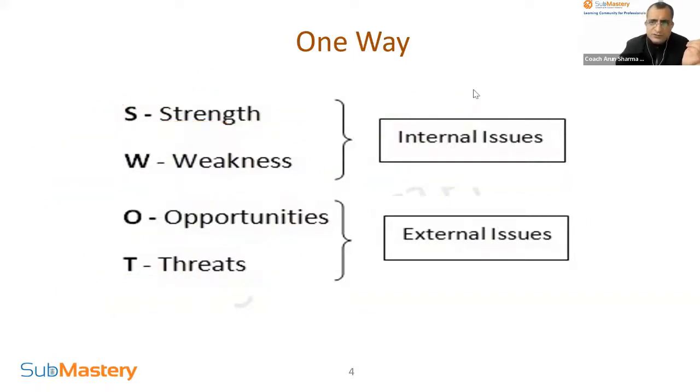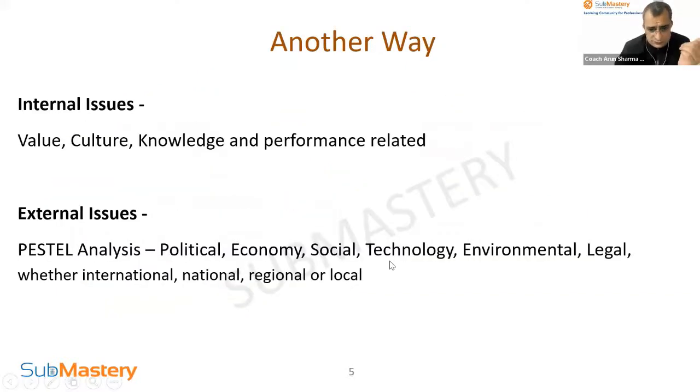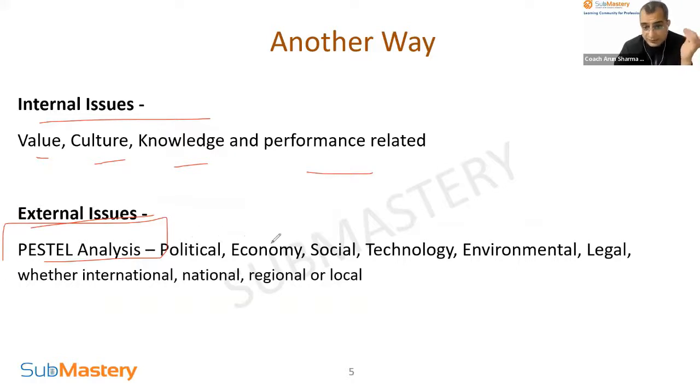Before that, we also look at another way. This is what ISO 19 also suggests. You can identify internal issues through values, culture, knowledge, and performance within the organization. And external issues could be in the form of PESTEL. What is PESTEL? Political, economic, social, technology, environment, legal. And it could be related to international, national, regional, or local laws where your company is operating.